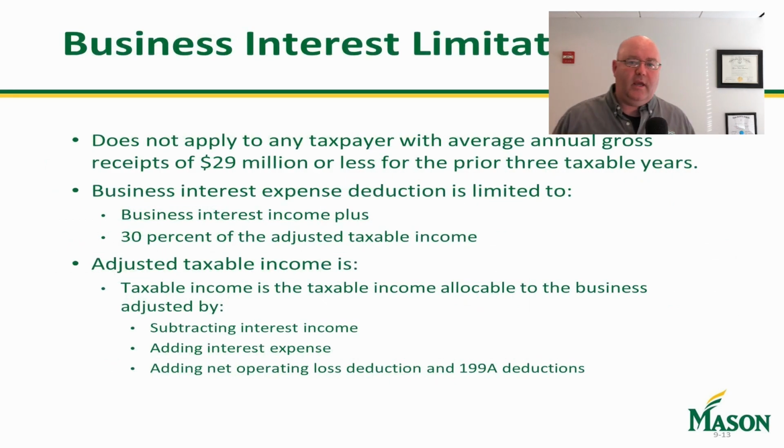Business interest limit. Okay, so if you have a company that has average gross receipts of less than 29 million, you don't have to worry about this. But if it's over 29 million, you're going to have to calculate this, and this could show up on the test. Okay, the business interest deduction is going to be limited to the business interest income plus 30% of adjusted taxable income. Okay. And then you've got some adjustments that you have to do here.